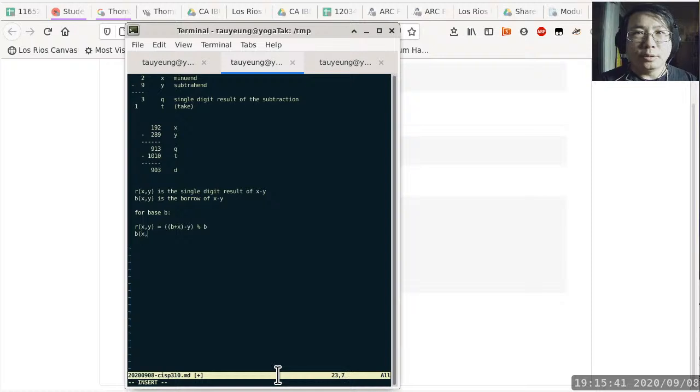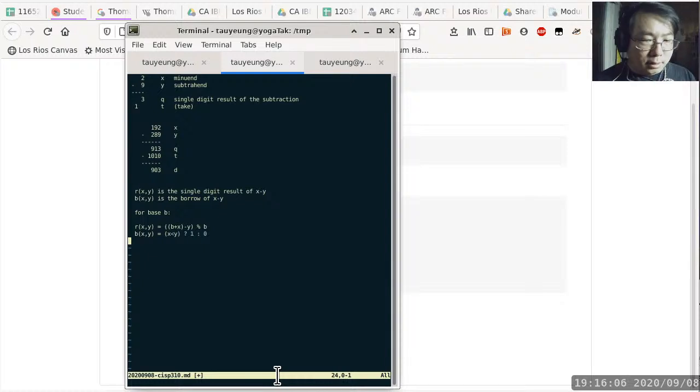Okay, so we'll go ahead and define what is borrow. Borrow is actually really easy as well, because if x is less than y, then we have a borrow of 1, otherwise we have a borrow of 0. It's just that. So are we good so far? How we are defining r and b for any base.